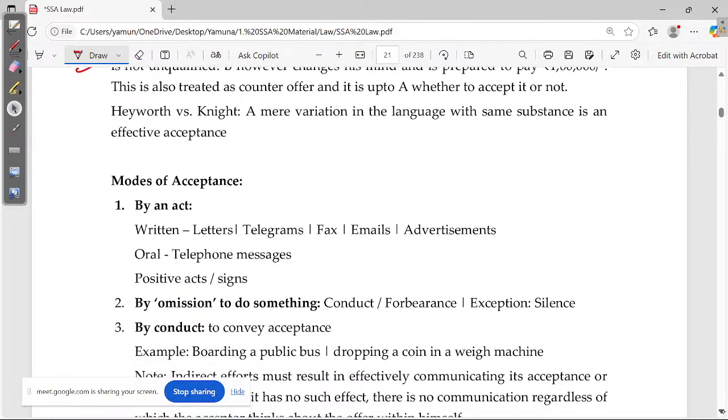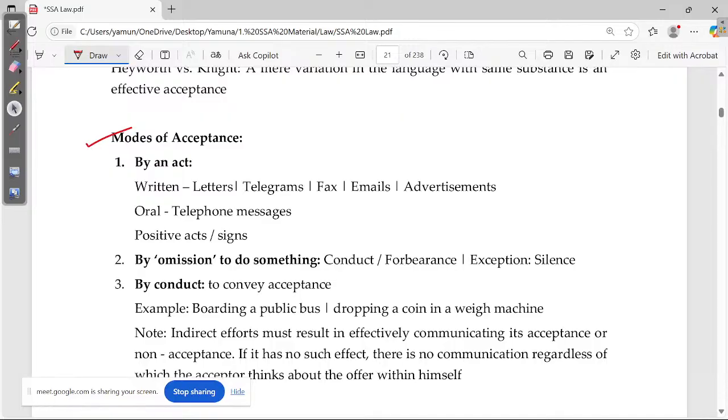And I'll go for modes of acceptance. How can you accept? You can accept by an act, either written or oral. It can be positive acts, any signs or anything like that. By omission to do something. Anybody coming to my property and directly doing some work, how can I accept it? Okay. By conduct or forbearance.